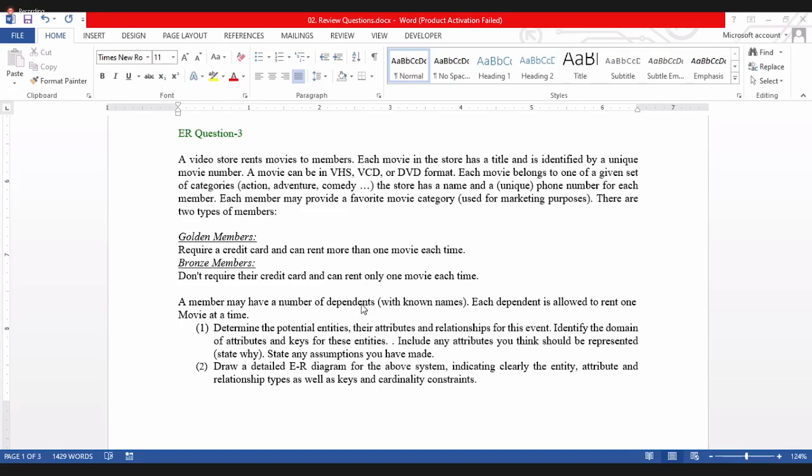Right, let's draw this together. A video store rents the movie to members. Each movie in the store has the title and is identified by the unique movie number. In here, the video store is the company or whatever the organization. But they want to insert the details of movies. So what is the first entity you identify from here?